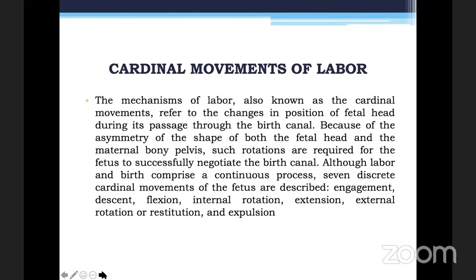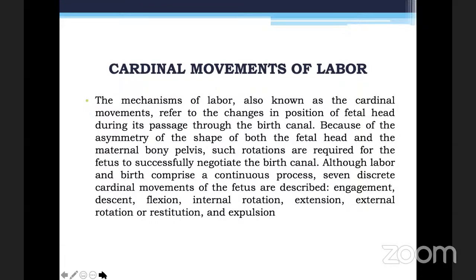So, the cardinal movements of labor. The mechanisms of labor, also known as the cardinal movements, refer to the change in position of the fetal head during its passage through the birth canal. Because of the asymmetry of the shape of both the fetal head and the maternal bony pelvis, such rotations are required for the fetus to successfully negotiate the birth canal.